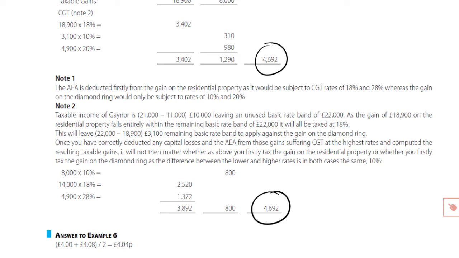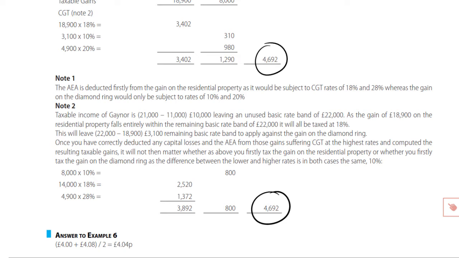Now, although, as I've said, it doesn't matter which order you tax the taxable gains, it was very important in terms of the order in which you made the deductions in deriving those taxable gains. But from now on, we'll do it in that order anyway. We will actually tax those gains taxed at the highest rate first of all. But again, overall, it doesn't matter.